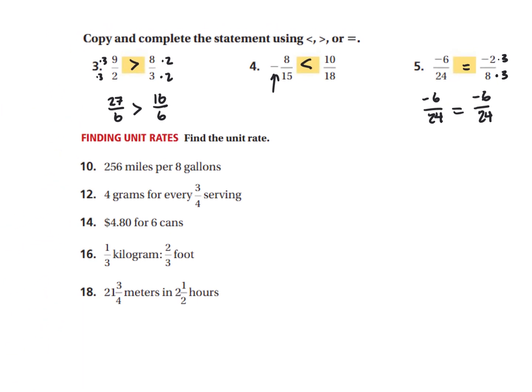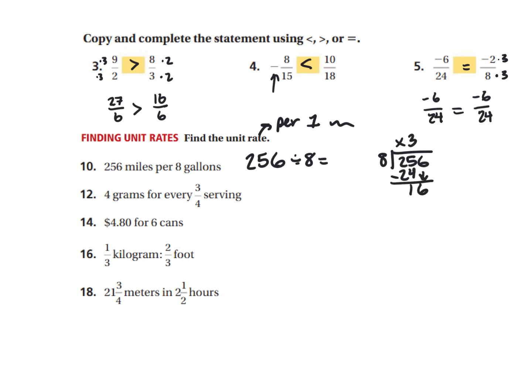Right, per unit rate. We talked about this in class, right? It's like per one of something. So here I've got 256 per 8 gallons of gas. I'm looking for how many miles per 1 gallon of gas. The way we said to do that, take the first number, divide it by your second number. Use a calculator. If you did it long division wise, we would get this. 8 does not go into 2, but it goes into 25 3 times.